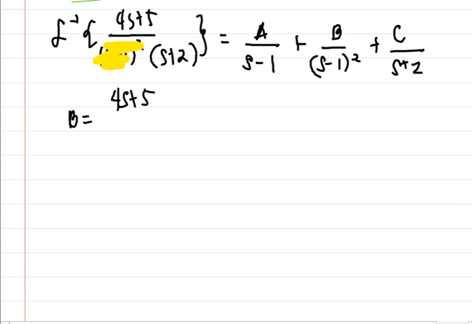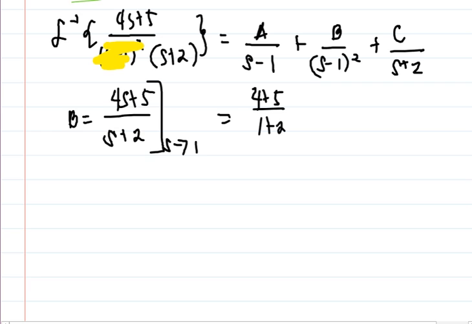So for B, what appears is 4s plus 5 all over s plus 2, and I am going to substitute the value as s approaches 1. So we have B equal to 4 plus 5 all over 1 plus 2. So this is 9 all over 3. Therefore, our answer will be equal to 3.